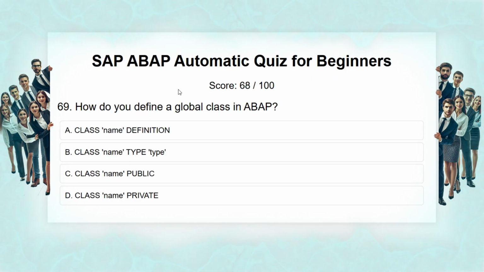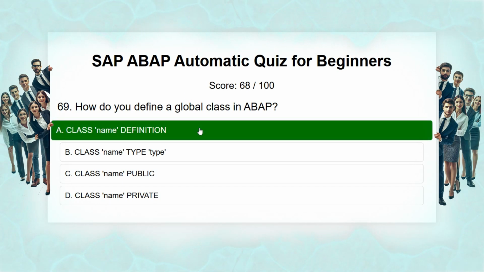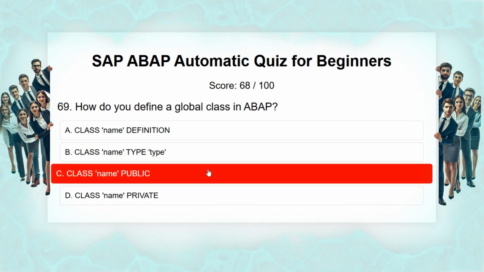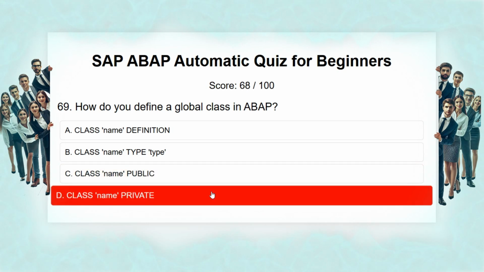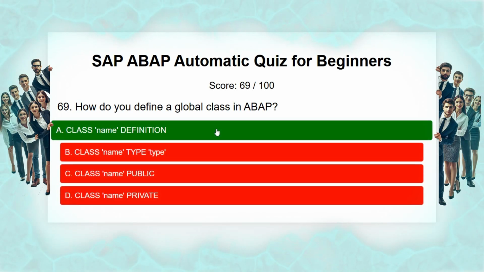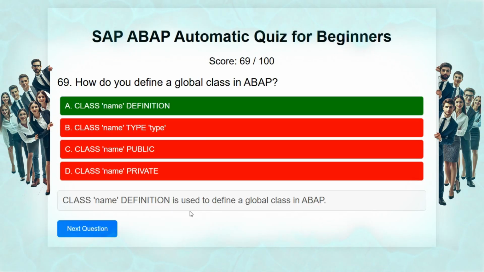69. How do you define a global class in ABAP? A. Class name definition. B. Class name type type. C. Class name public. D. Class name private. Correct answer. Class name definition is used to define a global class in ABAP.